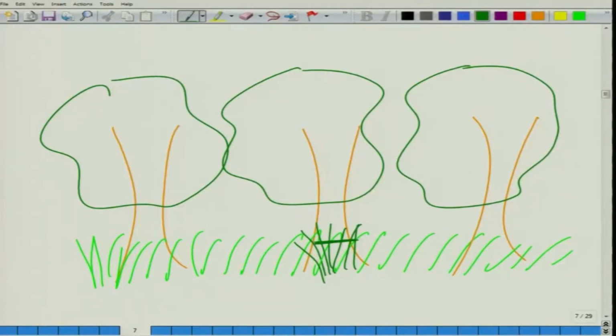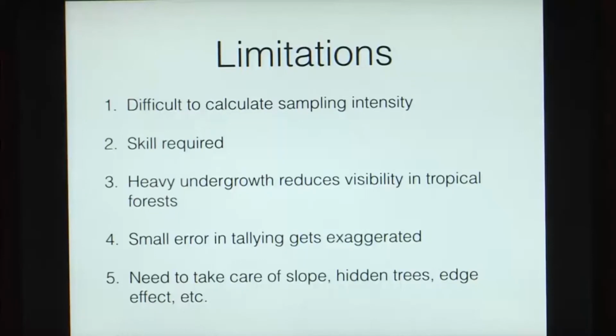Now, in the case of your fixed area sample plots, you can always go to a tree, remove any undergrowth that is near your tree and take the measurements. So, that is easier, whereas in the case of point sampling, if you go towards a tree, you have changed your point of origin and so all the readings have changed. Which makes point sampling difficult, especially in the case of tropical forests. Coming back to the slides, even a small error in tallying gets exaggerated.